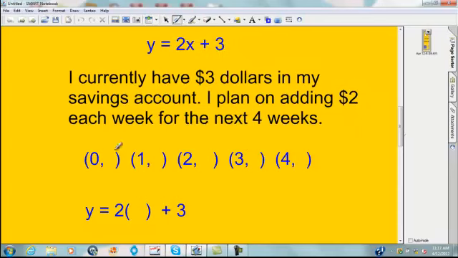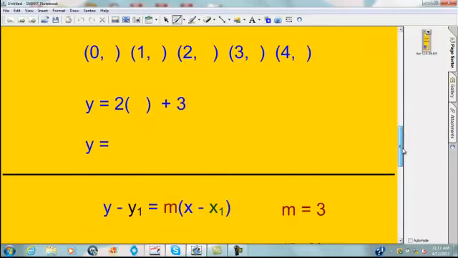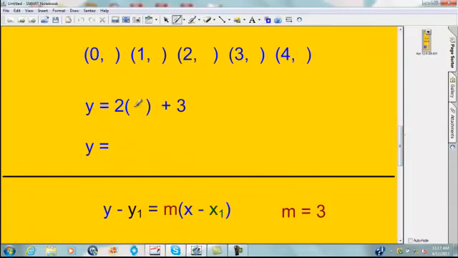Okay, so we're going to do these x values here: 0, 1, 2, 3, 4. The 0 represents right now, and then week 1, week 2, week 3, and week 4. So we're going to input the x values into the equation. First one would be 2 times 0 plus 3, which is a value of 3 for the y output.